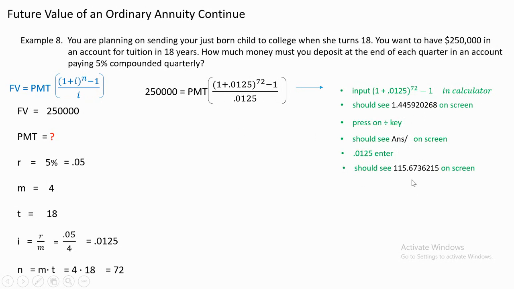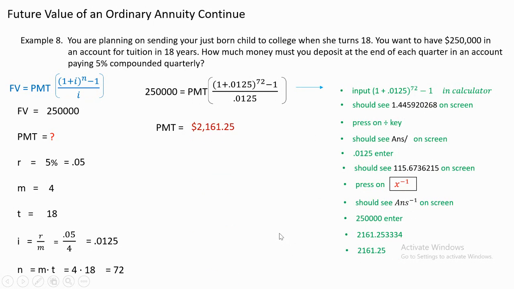After you do that, you hit the inverse key, because we're looking for the payment. Then after you do that, this is what you should see on your screen: Answer to the -1. Then you enter the 250,000, and this is what you get. Rounded to your nearest penny, it's going to be 2161.25. So these are your monthly payments.